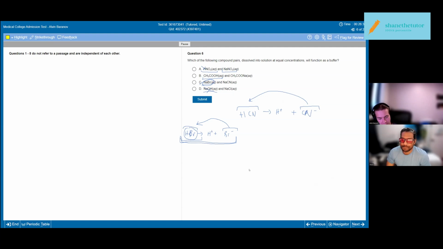The strong base is the conjugate of a weak acid. So I would say, okay, strong means 100% dissociated, which prevents the reverse reaction.